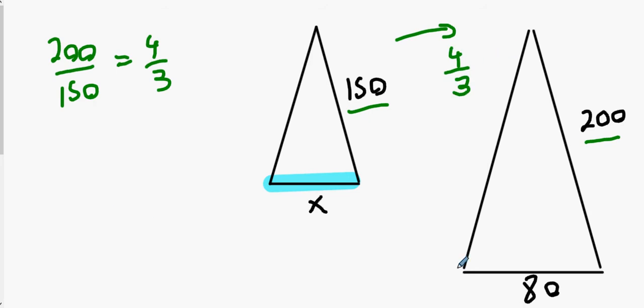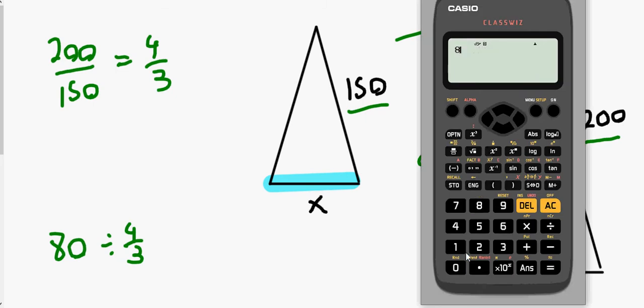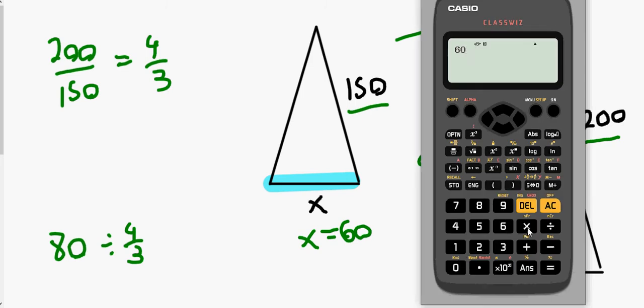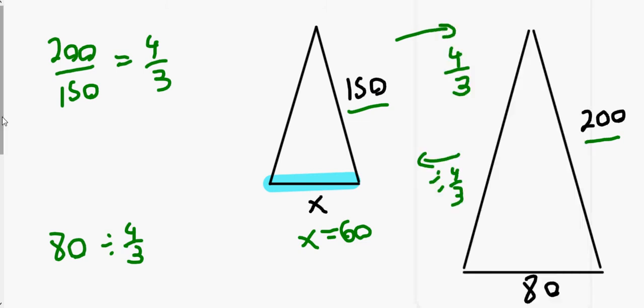What we're basically saying is to go the opposite way, you divide by 4 over 3. So it's going to be 80 divided by 4 over 3, because x has to be a smaller number, not a larger number. So 80 divided by 4 over 3 equals 60. So x equals 60. You could do the opposite way around then, 60 multiplied by 4 over 3 to make it bigger. That's where the small triangle turns into the big triangle. You can see that. Alright, that's handy enough. So that's 1 and 3 done.